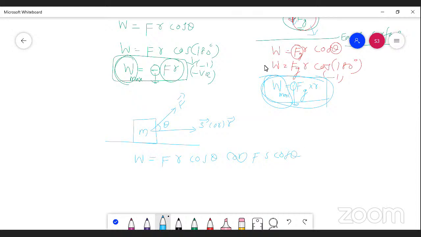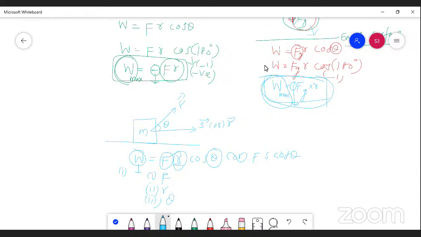What are the factors that work done by a force depends upon? First factor, magnitude of force. Second factor, magnitude of displacement. Third factor, the angle theta between the direction of displacement and the direction of force. So one of the important 2 mark questions: what are the factors work done by a constant force depends upon? Magnitude of force, magnitude of displacement, and the angle between the direction of force and the direction of displacement.